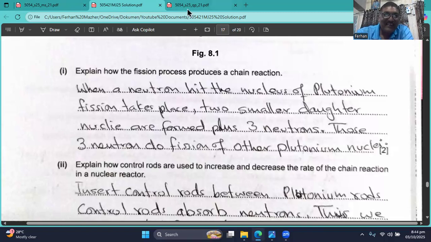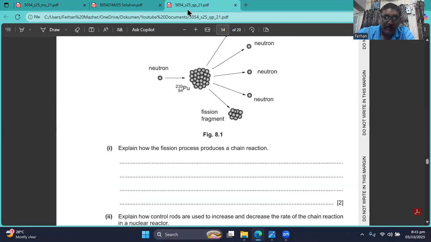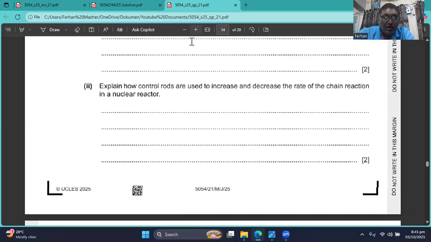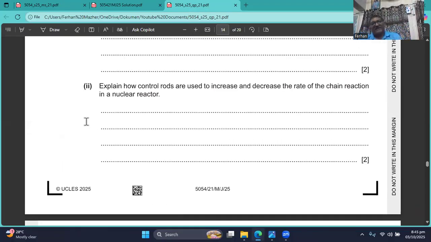So this is how the chain reaction starts. Okay, then he says explain how the control rods are used to increase and decrease the rate of the chain reaction in the nuclear reactor. You see, the control rods can absorb the neutrons produced, and by absorbing the neutrons, we can control that reaction. We allow few of the neutrons to do the fission, and this is how you control it.